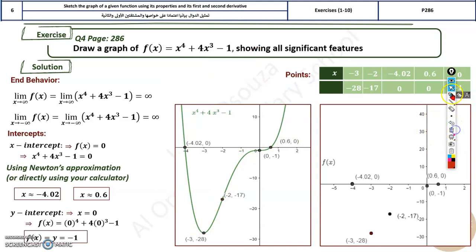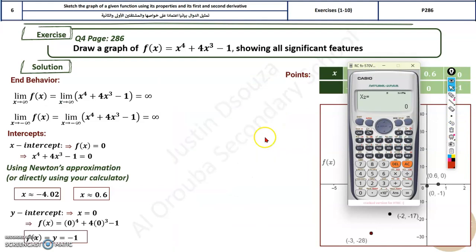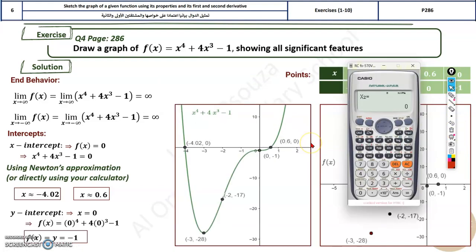Otherwise, we had seen in the previous video to just directly use the calculator. All you need to do is type this out in your calculator. For example, take any value, say -2.5. Instead of x, put the -2.5 value. -2.5, the whole power 4, plus 4 into, now again, -2.5 cube, minus 1. Now the answer is -24.43. Let's see at -2.5. Yes, it's about -24.43. Similarly, take any point and check the answers.